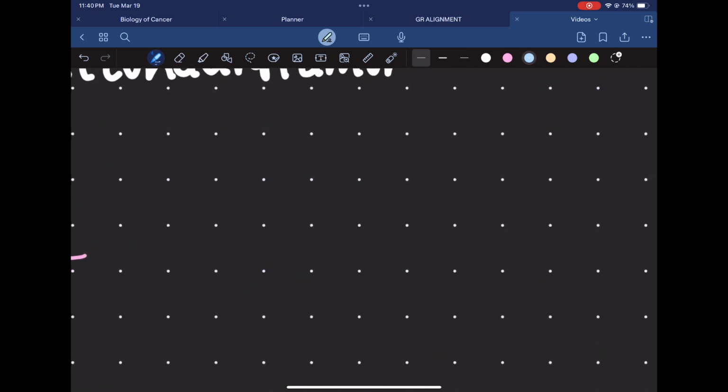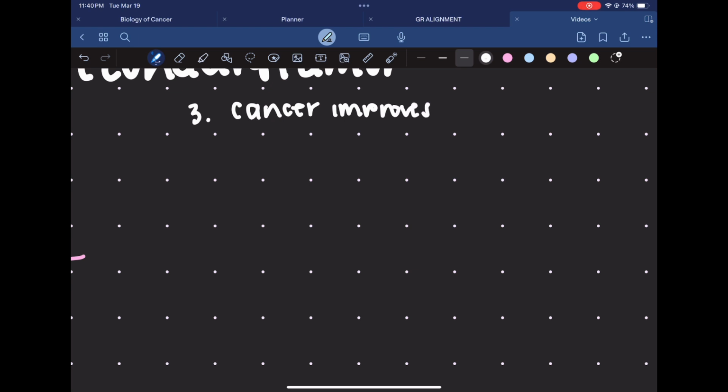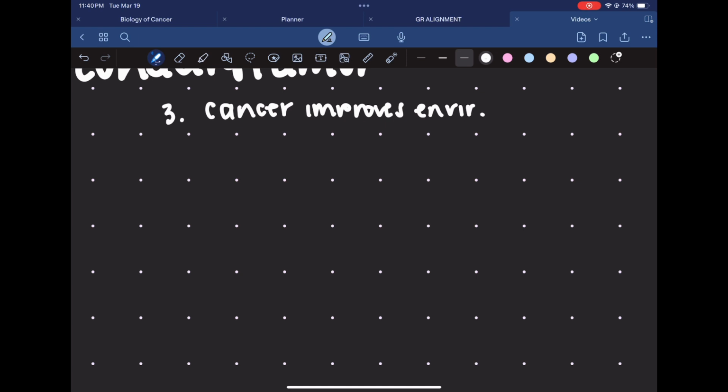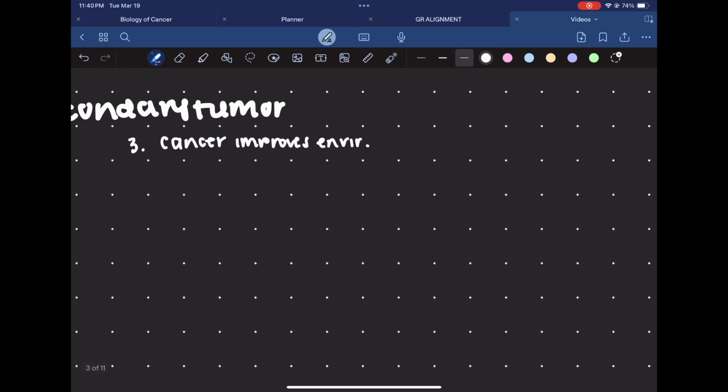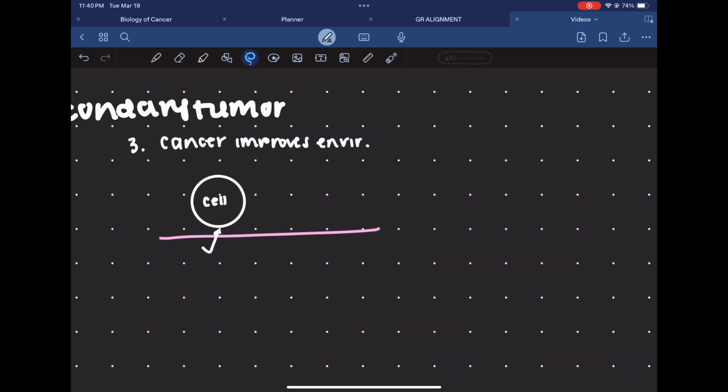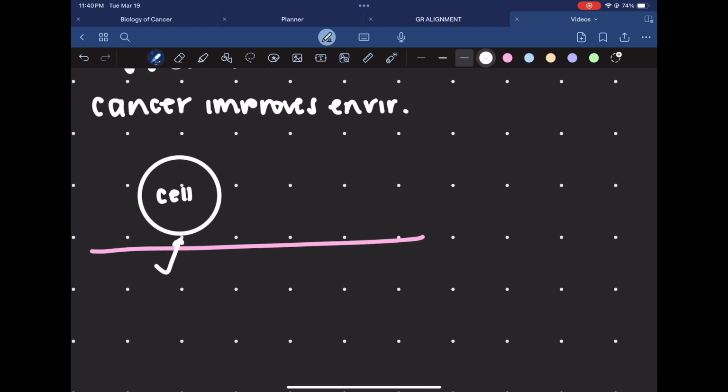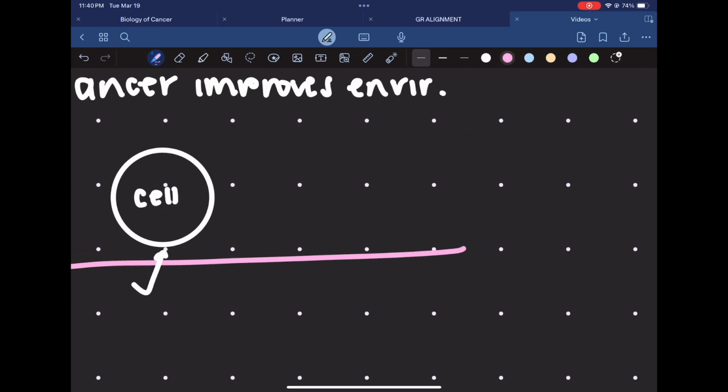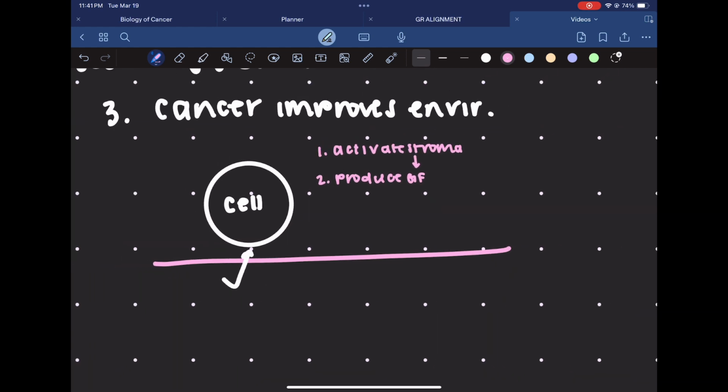Our third scenario is a little bit more active on the part of the cancer cell. So this is where cancer improves the environment post arrival. So our cancer cell arrives. The environment's not great yet, but our cancer cell is going to do two things to improve the environment right off the bat. First, it's going to activate the stroma, so the surrounding cells. It's going to take control. And then secondly, it's going to produce growth factors. And it's going to tell the stroma to produce growth factors too. And in doing so, it creates a suitable environment after arriving.